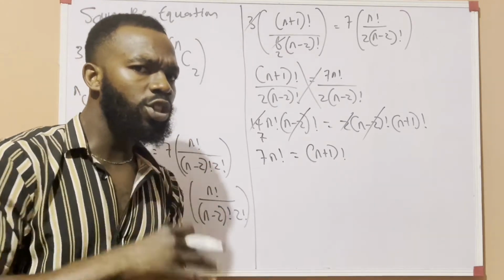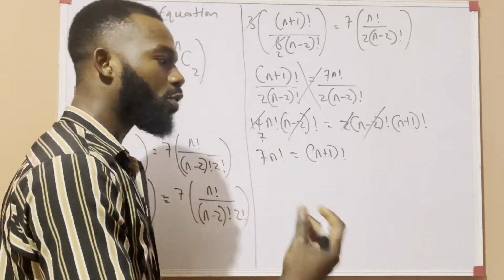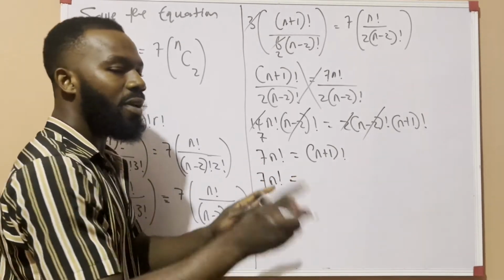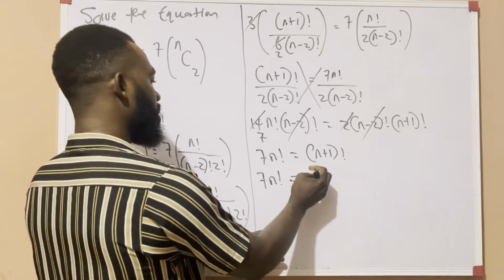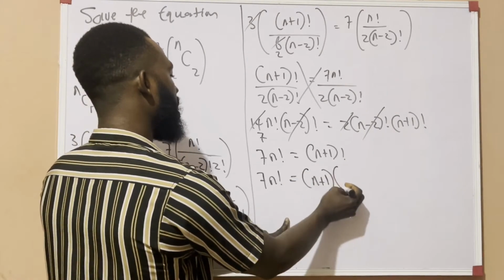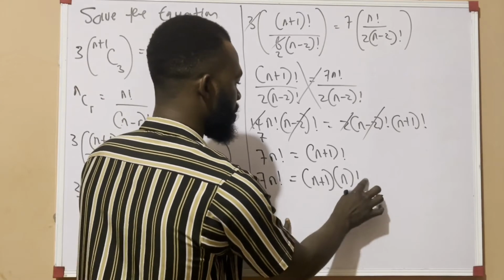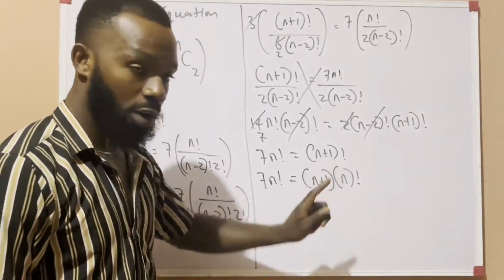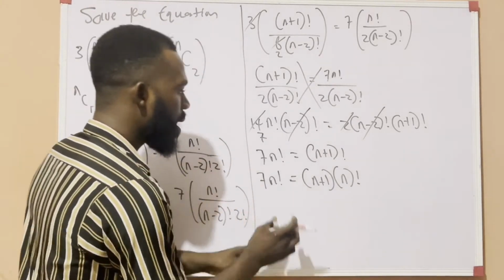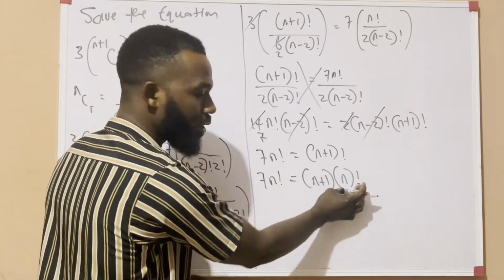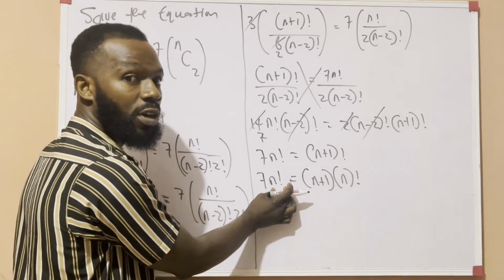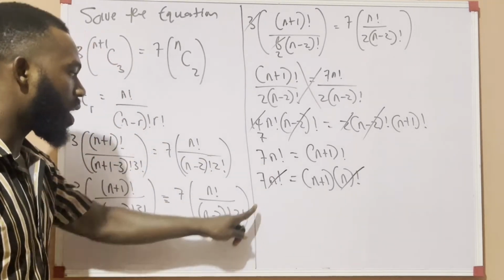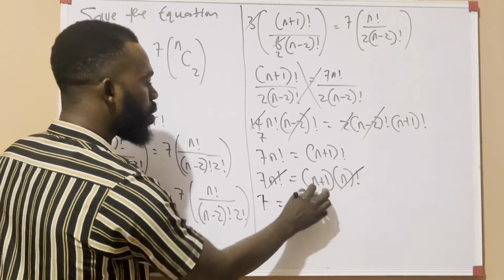Now, one thing you should understand is that n plus 1 factorial can also be written as n plus 1 times n factorial. So we have 7n factorial is equal to n plus 1 times n factorial. Are you with me? Now, you will notice that on the right hand side of the equation I have n factorial, and on the left hand side of the equation I also have n factorial. So n factorial cancels out n factorial. So what do we have left? Here it becomes 7, and here n plus 1.